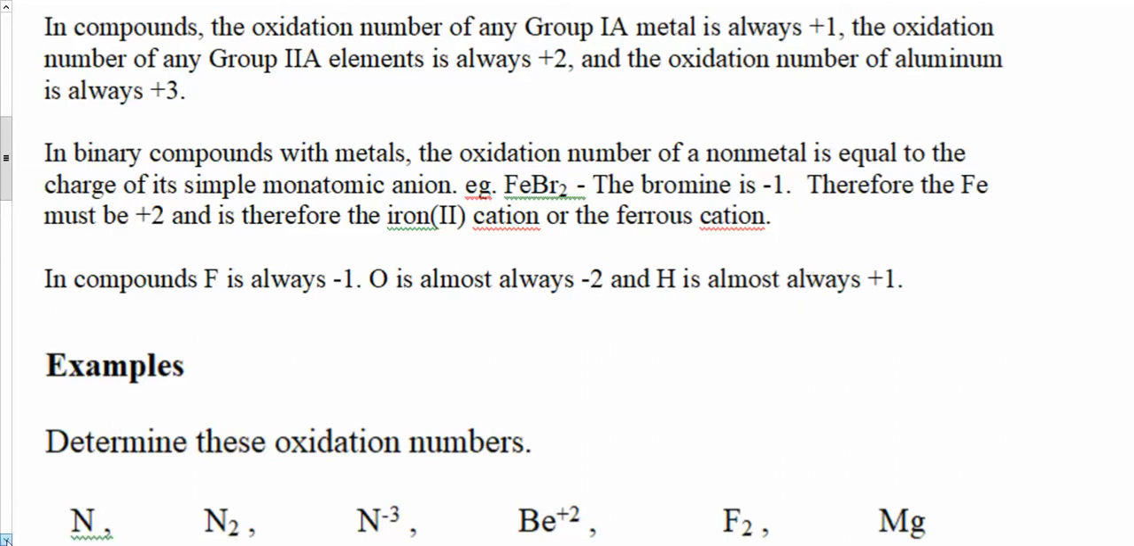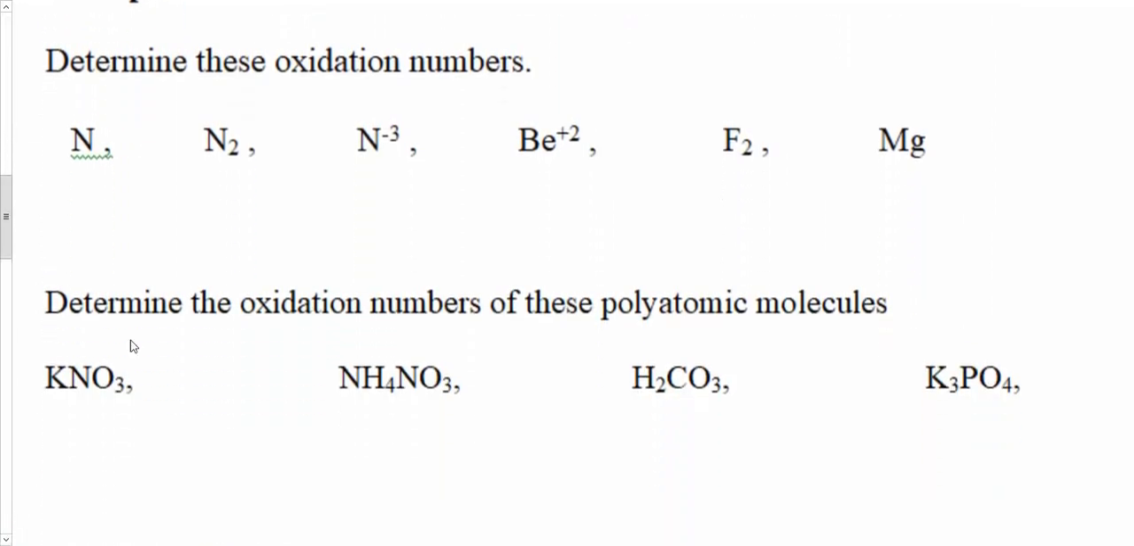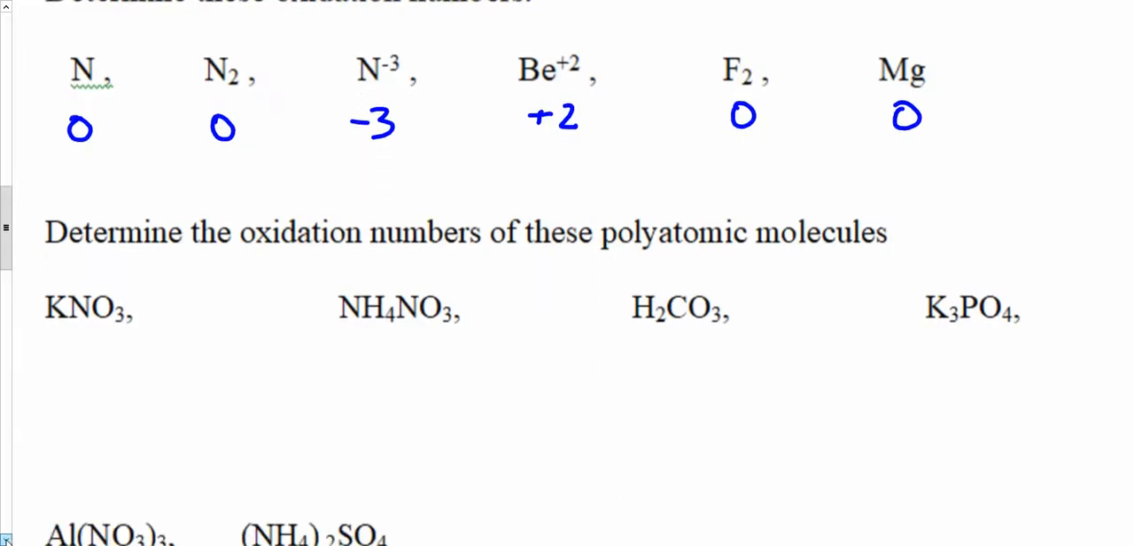So let's do some examples here, and as I go, I will explain what I'm trying to do. Okay, so N by itself, no charge, oxidation number here is 0. N2, no charge, the N's here are 0. N3-, oxidation number here is -3. Be2+, it's all by itself, it takes the charge on the ion. Here I'm going to have a 0. Here I'm going to have a 0. Perfect. Now we can do all the atoms that are by themselves.